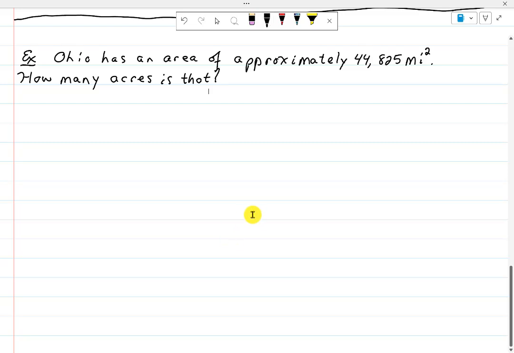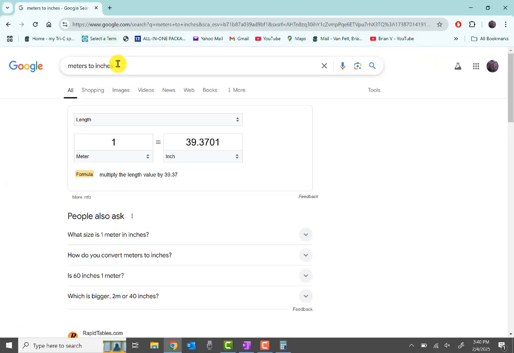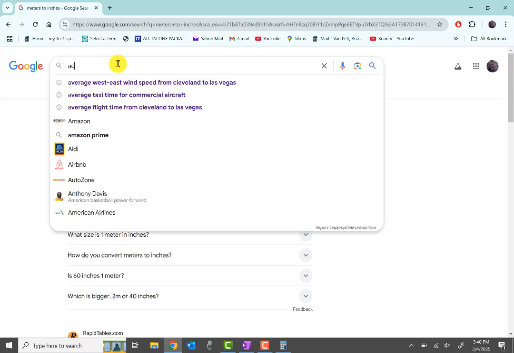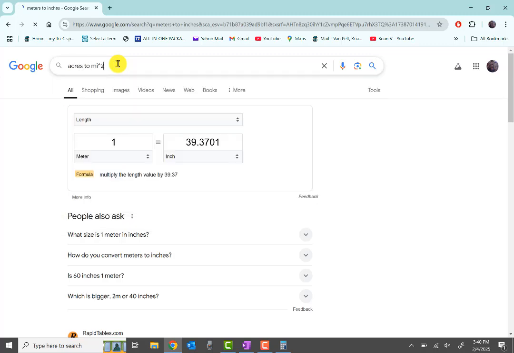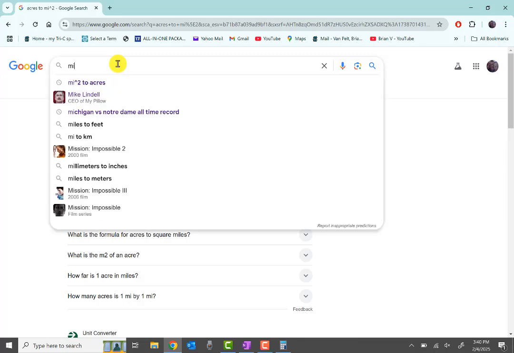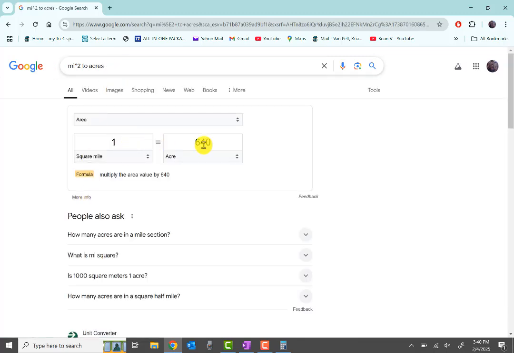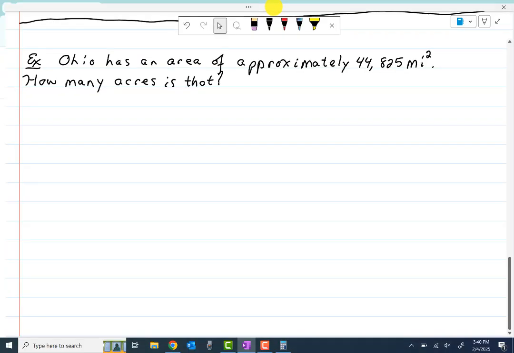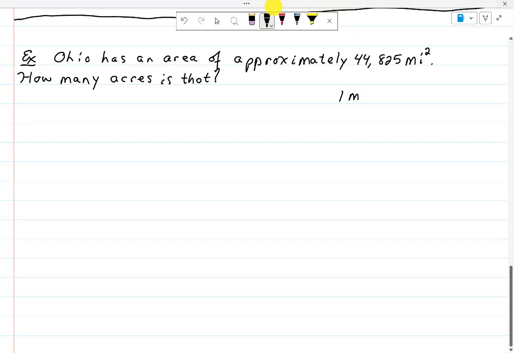So the easiest thing to do is we can maybe get a connection between miles squared and acres since they're both measurements of area. So let's go on the internet and try acres to square miles. And I don't like that. I prefer, let's do square miles to acres. 1 square mile is 640 acres. This is by definition. I like this much better. So 1 square mile is 640 acres.